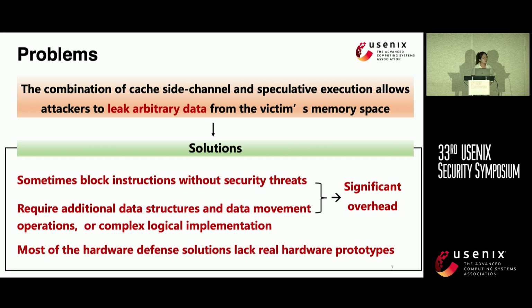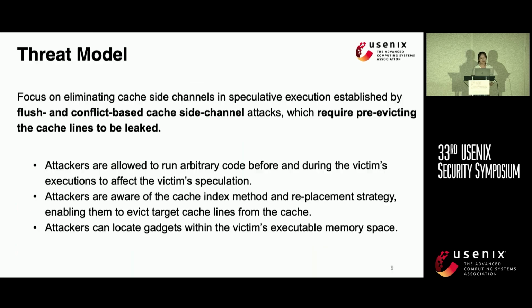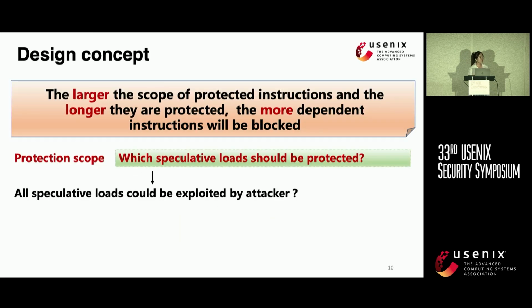To address these issues, we aim to design a defense work with low overhead and its own hardware prototype. We focus on eliminating cache-side channels in speculative execution established by flush and conflict-based cache-side channels, as we introduced in the background. Before we design our scheme, we need to know that for a defense solution, the larger the scope of protected instructions and the longer they are protected, the more dependent instructions will be blocked and the greater overhead will be caused. So to reduce the overhead of a defense solution, we need to consider 2 aspects.